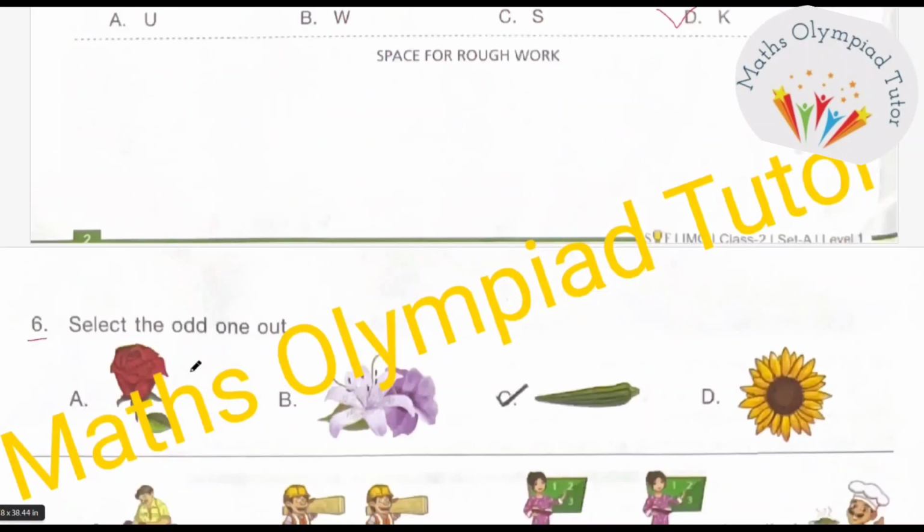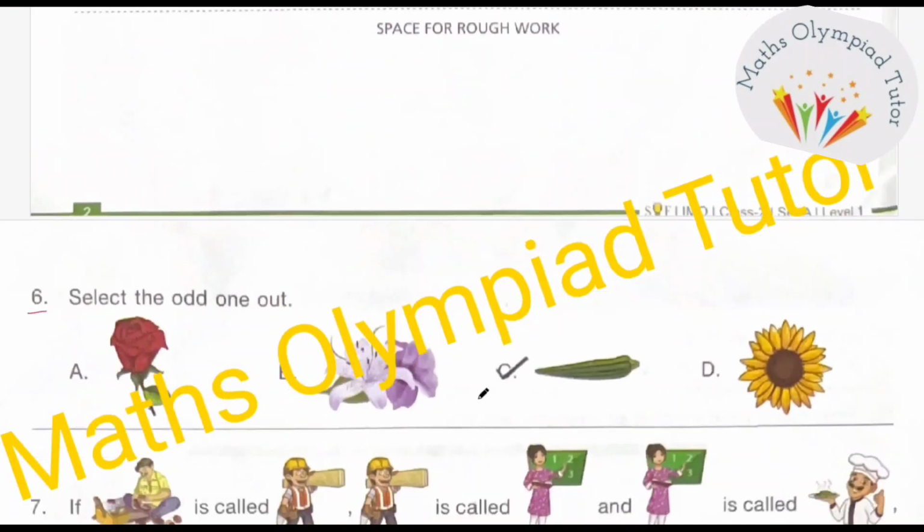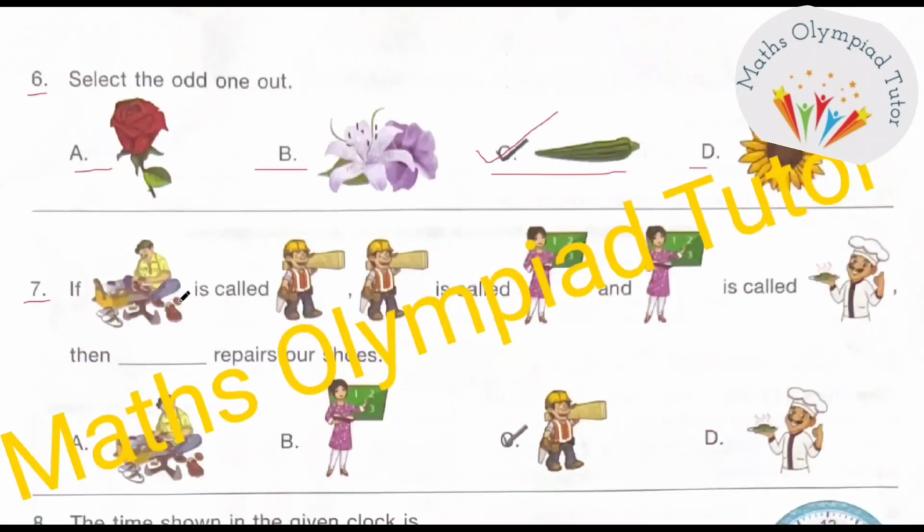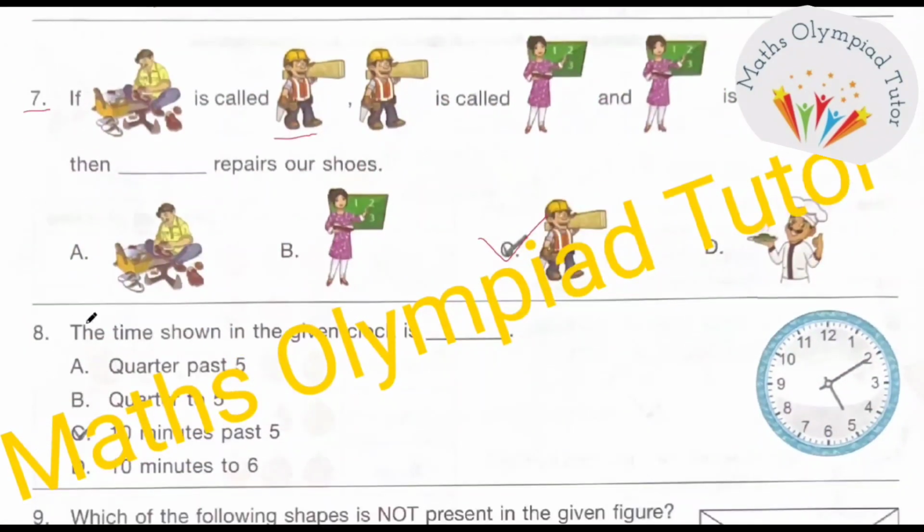Question 6 is select the odd one out. This is very easy question. All this A, B and D are flowers, only C is a vegetable, so we'll select this. Question 7 is if this cobbler is called carpenter, carpenter is called teacher, teacher is called chef, then who repairs our shoes? So cobbler as such repairs our shoes, but cobbler is called carpenter, so we should select this.